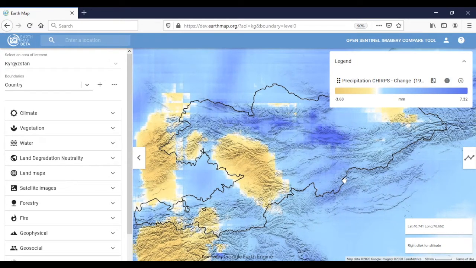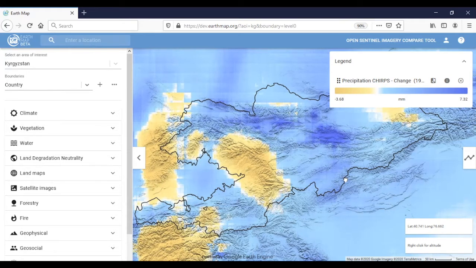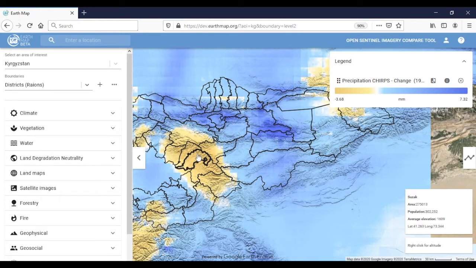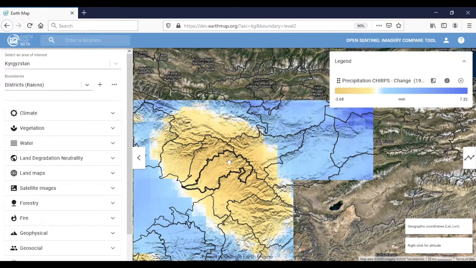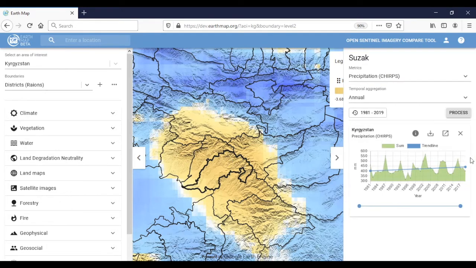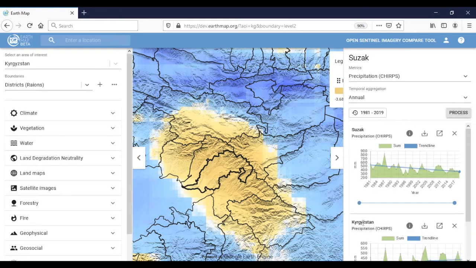So the same precipitation analysis done at the national level can be applied to the regional level. This can be done activating the districts again, looking for the Susak district that we looked into before, clicking on it. We have still here the metrics at the annual level and process the statistics. Here they were for Kyrgyzstan. Now we will perform the same statistics for Susak.